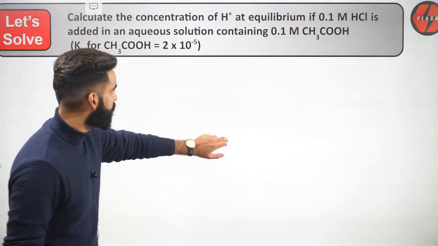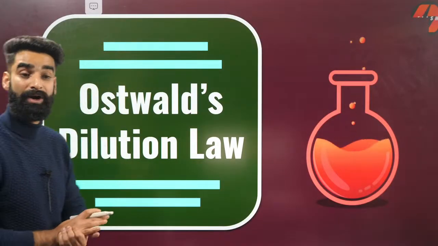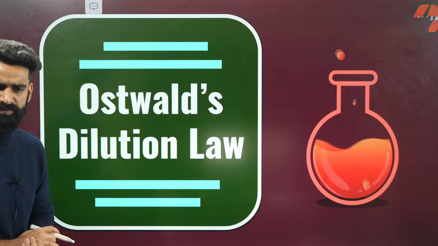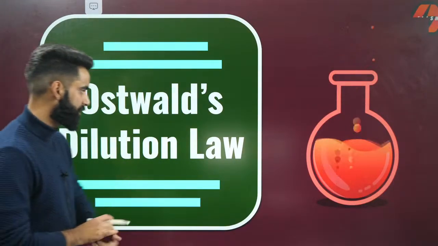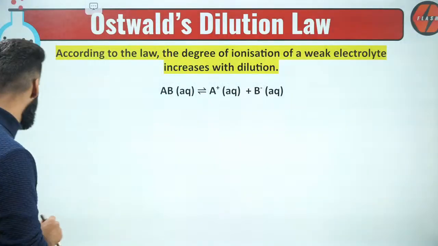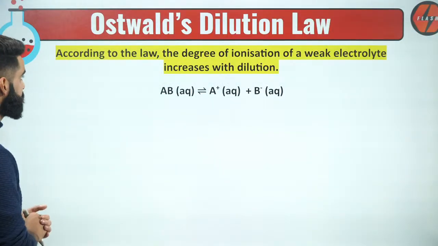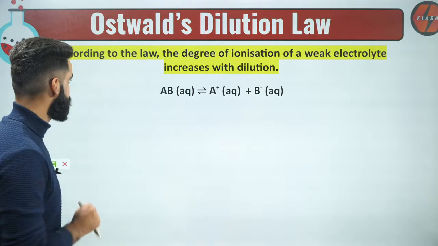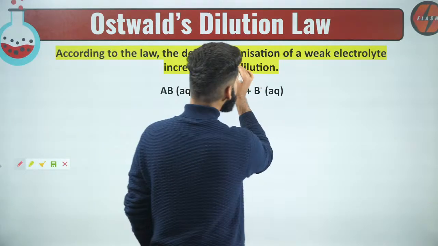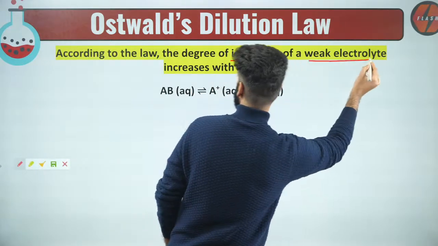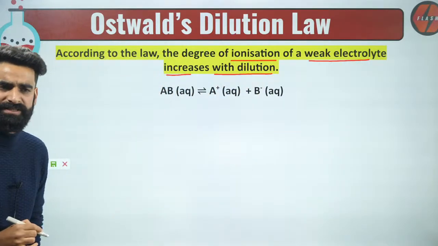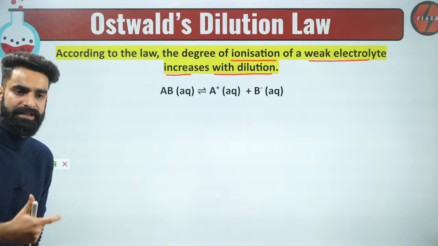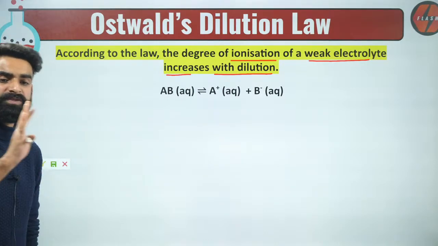Okay, I am moving on and talking about something called Ostwald's dilution law. Ostwald's dilution law. This is again a very, very important concept, guys. What is this Ostwald's dilution law all about? Understand properly what I'm going to say. As per Ostwald's dilution law, the degree of ionization of a weak electrolyte increases with dilution.